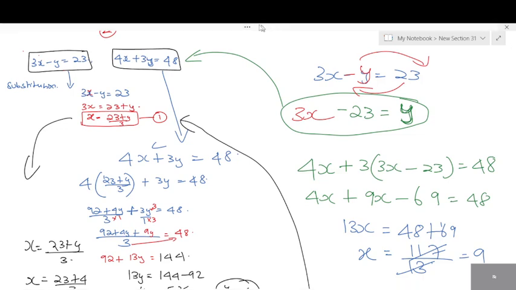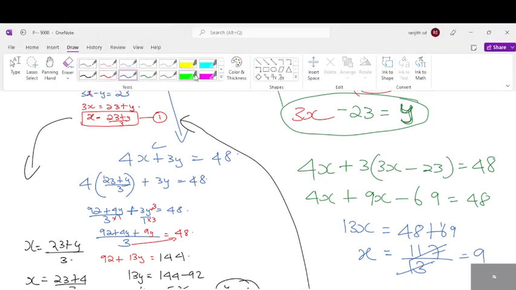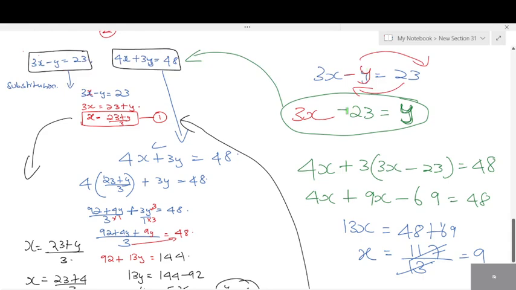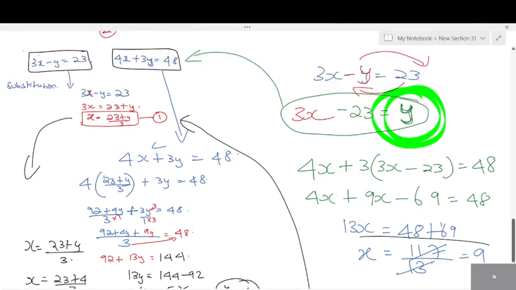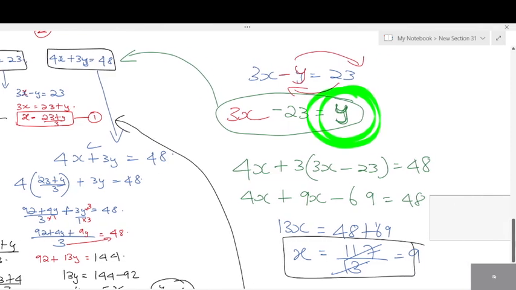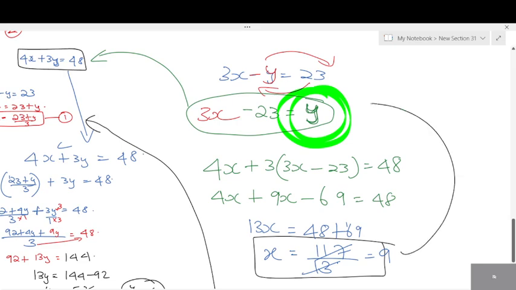Right? So which value did we substitute, students? Initially, which value did we substitute? Which value? Y. So when you substitute the value of y, you will get the answer for x. Now what will you do with this x value? Tell me what you have to do. This x value, in which one do you have to substitute again? This y value. Look here. 3 into x is 9 minus 23 is equal to y. 3 nines are 27 minus 23 is equal to y. Y is equal to 4.